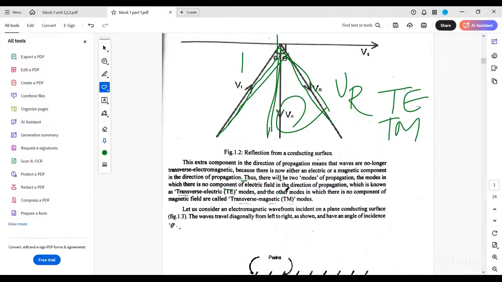What is TE? What is TM? TE full form is transverse electric field. TM is transverse magnetic field. In transverse electric, there is no component of electric field in the direction of propagation, which is known as transverse electric mode. Another one is there. Transverse magnetic means there is no magnetic field in the direction of propagation. If there is no electric field in the direction of propagation, that is TE mode. If there is no magnetic field in the direction of propagation, that is TM mode.